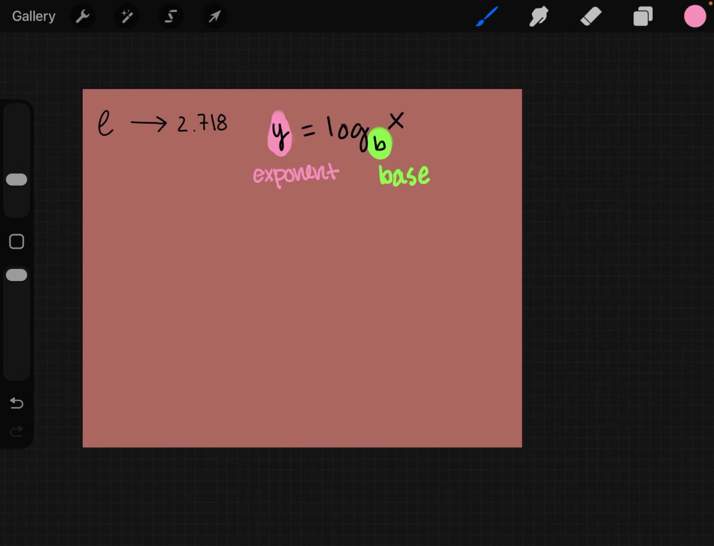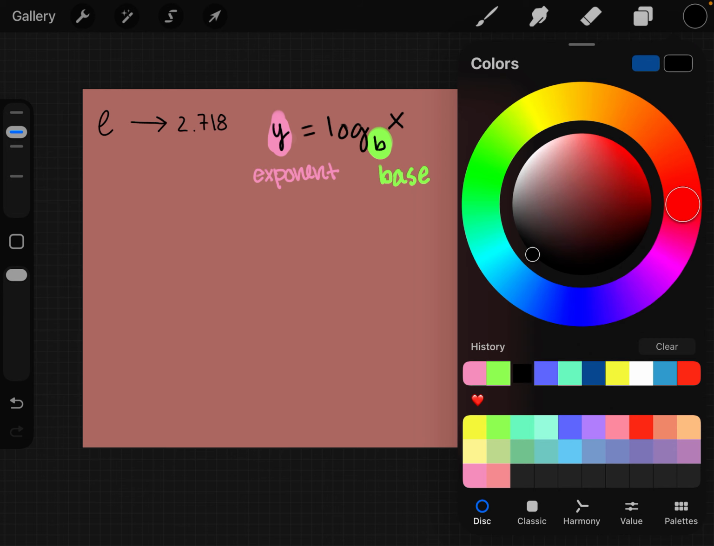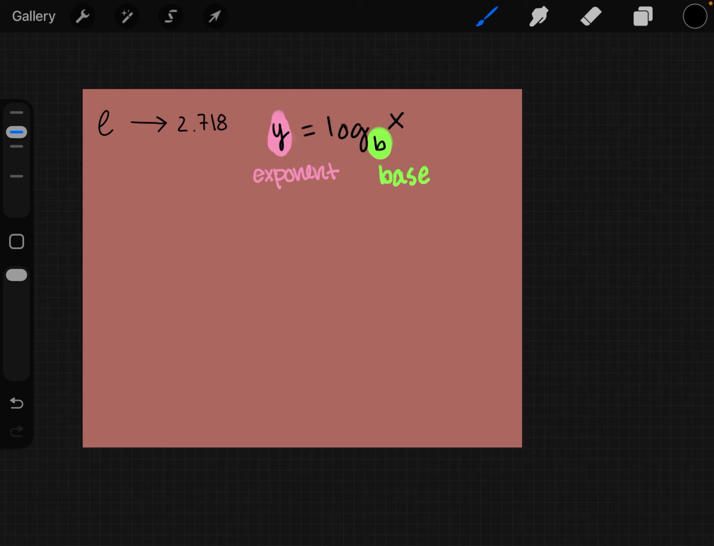If you can remember those two things, you should be able to convert any kind of exponential function into a logarithmic one. So, let's try to do one. You have 4 is equal to log b 16. Okay, if b is our base, and 4 is our exponent, that is what it would look like in exponent form.